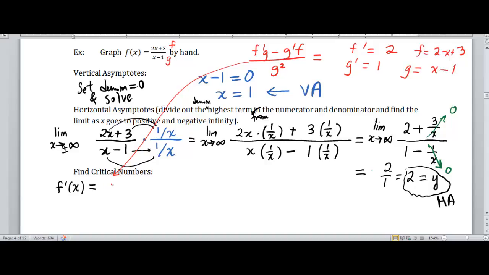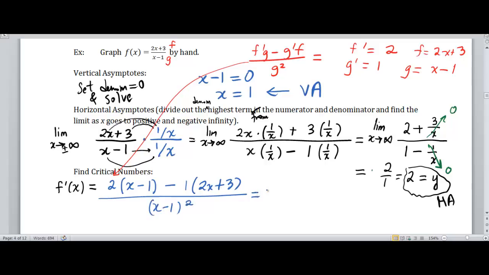Now f prime is 2, g prime is 1. Sorry, g is not 1, g prime is 1. F prime g: 2 times (x minus 1). F prime g minus g prime, which is 1, times f, (2x plus 3), divided by g squared, (x minus 1) quantity squared.